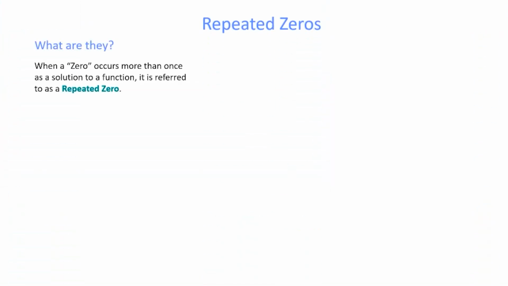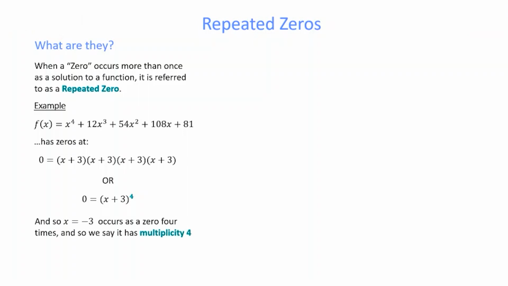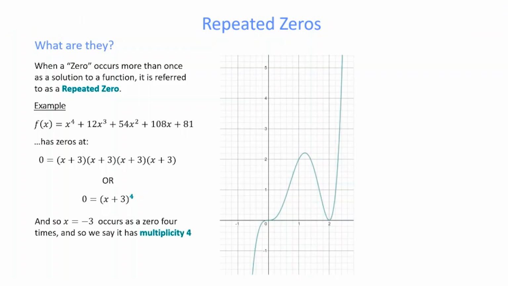Repeated zeros. So, when a zero occurs more than once as a solution to a function, it's referred to as a repeated zero. So for example, in this function, when I factorize this down, I get x plus 3 multiplied by x plus 3 multiplied by x plus 3 multiplied by x plus 3 equals 0. In other words, I have x equals minus 3 as a solution 4 times, or we say multiplicity 4.